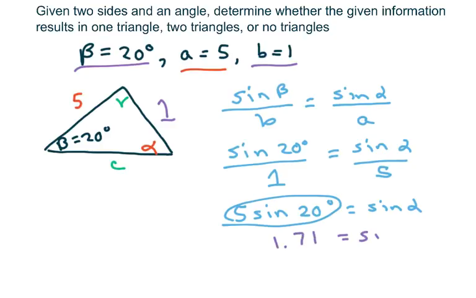1.71 equals sine of alpha, which is impossible because remember, sine is y over r, or opposite over hypotenuse. Well, the hypotenuse has to be bigger than the opposite side. So this number has to be less than 1, and 1.71 is greater than 1. So therefore, there's no triangle. This doesn't even make a triangle.